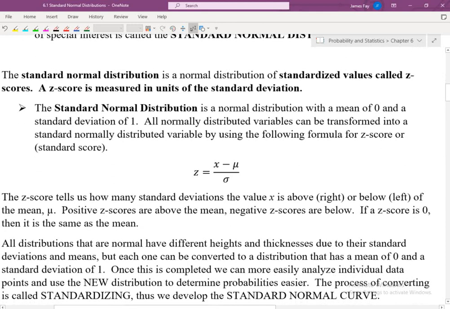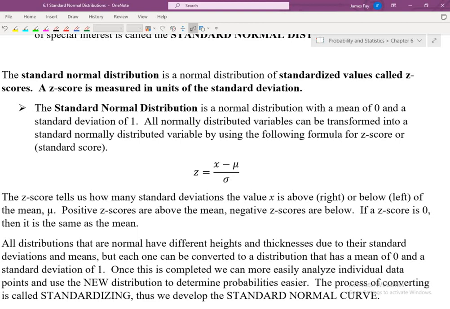In order to standardize something, we need a tool to do that. The tool that we're going to use is the z-score. You guys remember talking about z-scores back in chapter 1 or 2? It comes back here. It says the standard normal distribution is a normal distribution of standardized values called z-scores. A z-score is measured in units of the standard deviation.